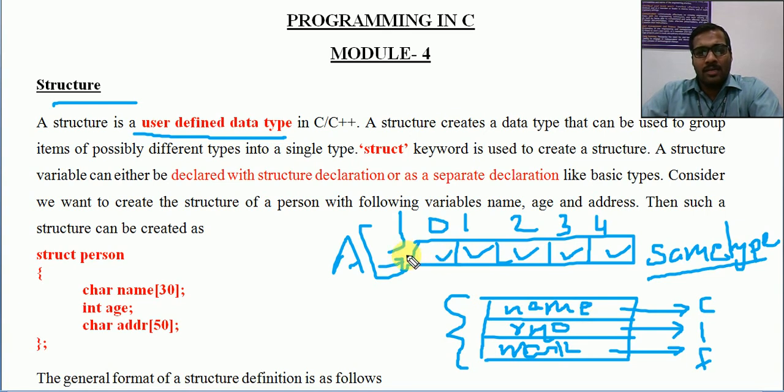Here an array holds multiple values of the same type, and each cell has the same memory size. But look at this one, here it is like a single record. Name is a character array, so based on the character array, each character's size is 1. If the name holds 10 characters, totally 10 bytes are required for storing a string.